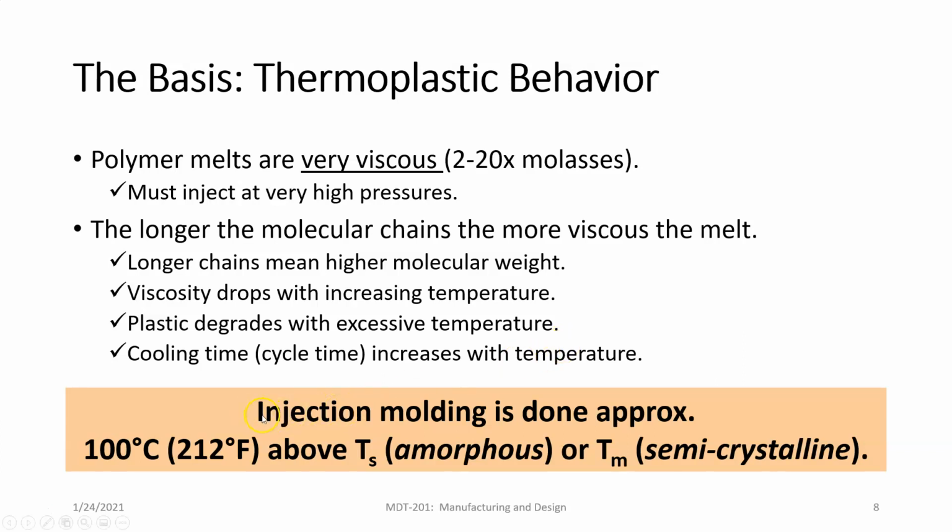So generally speaking, injection molding is done around 100 degrees Celsius, or 212 degrees Fahrenheit, above the T softening for amorphous or T melting for semicrystalline. So about 100 degrees above TS and TM.